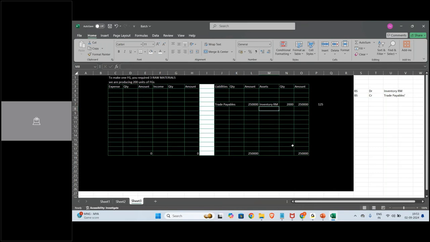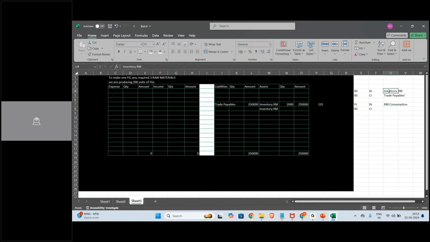200 into 3, 600. To produce one FG I need three, so 600. Correct. So what is the entry? Consumption, debit to inventory. Very correct. RM consumption, then to inventory.